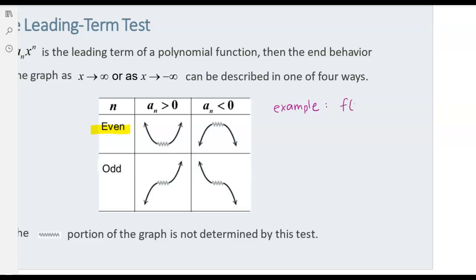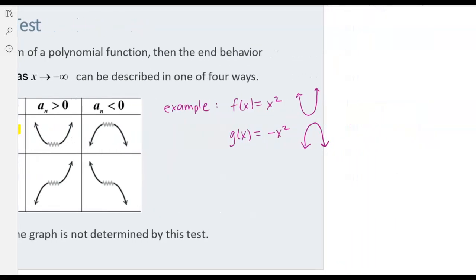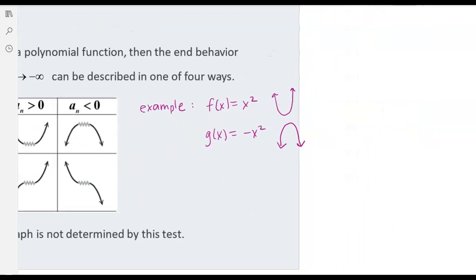So examples of that would be if we have x squared, we know that in general the graph is going to look like this. If we have negative x squared, then the graph is going to look like this. That'll be exactly the same for, let's say, x to the fourth. X to the fourth is also going to look similar to x squared.